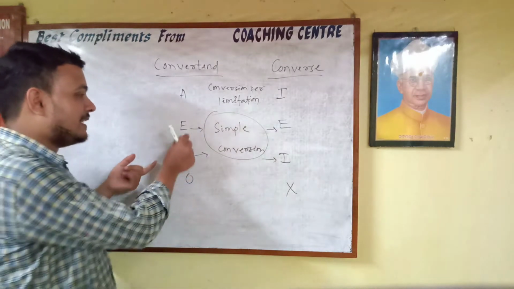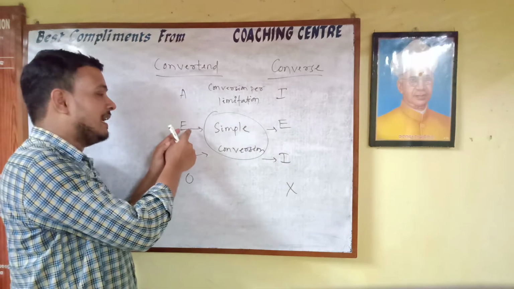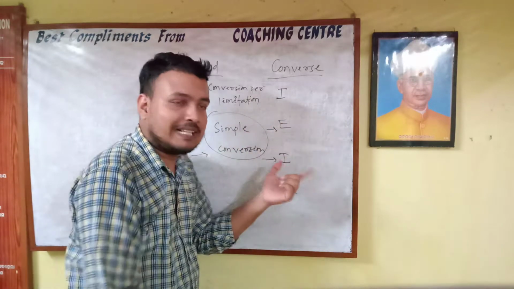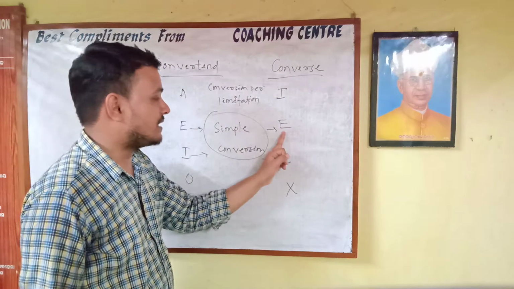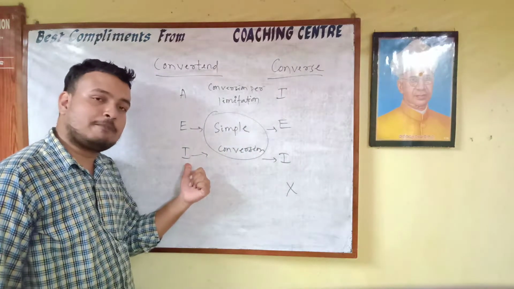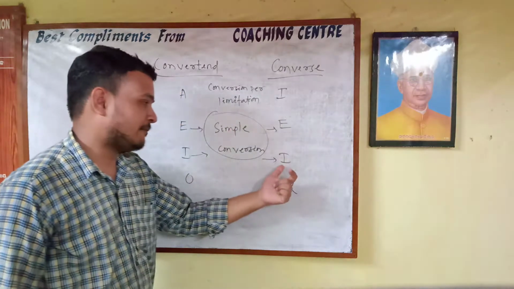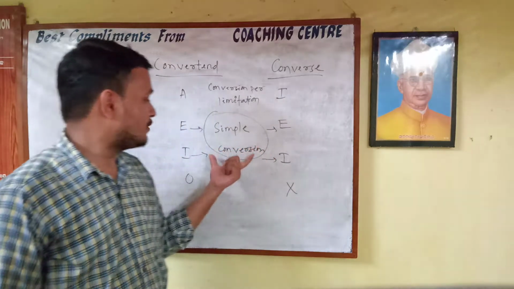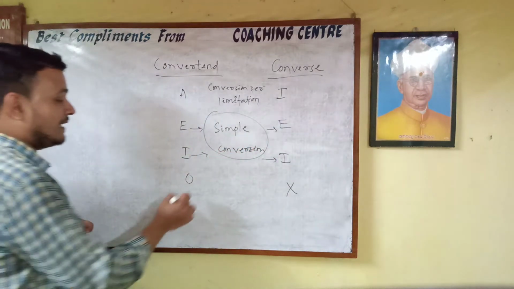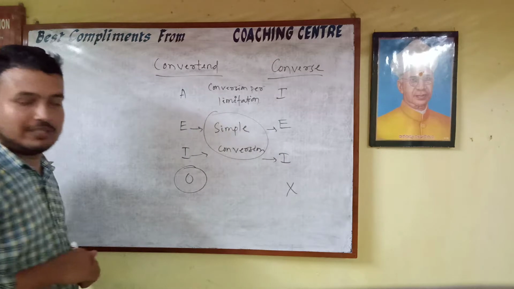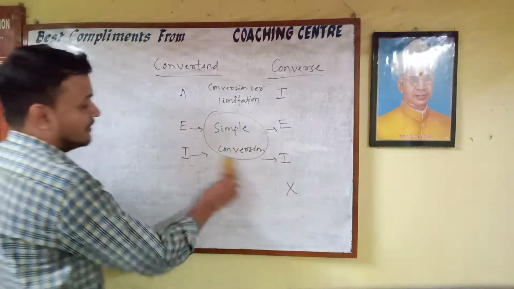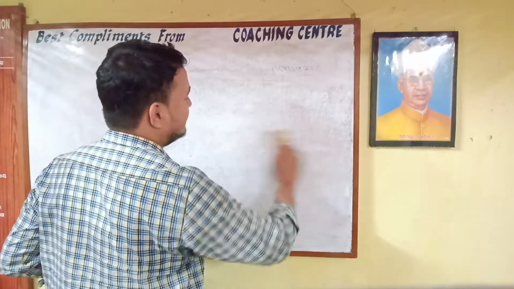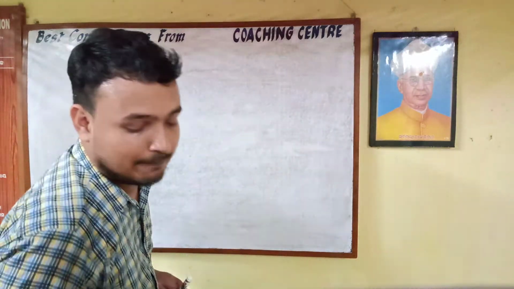Listen carefully, because E type of proposition is universal negative. It is converted to E type of proposition, that is universal negative. Particular affirmative type of proposition is converted to particular affirmative type of proposition, and this type of conversion is known as simple conversion. And as we know, O type of proposition cannot be converted. Why? Because it is not satisfying the rules of conversion. So today's video is based upon conversion by negation.